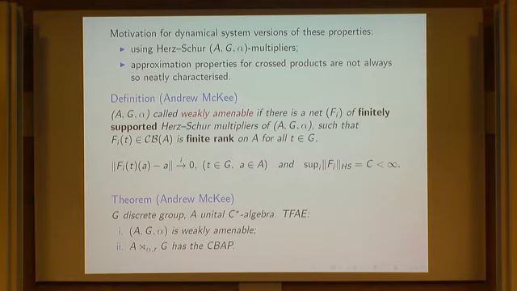Yes, this is true. These multipliers are really a family of multipliers. Yes, that is definitely true. So it's impossible for a non-weakly amenable group to get a cross product with the SCBAP, it seems, by this theorem, which is a little interesting.